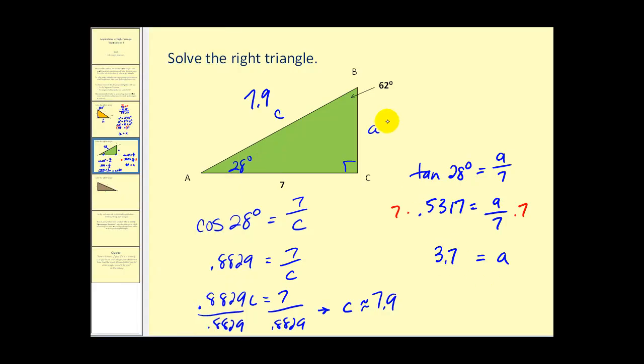Now we have a solved triangle. We have the measure of all the angles and the length of all the sides. So we're done. Let's try one more.